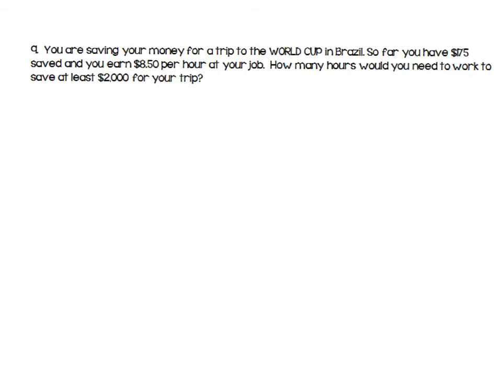Number 9. You are saving your money for a trip to the World Cup in Brazil. So far, you have $175 saved, and you earn $8.50 per hour at your job. The question is, how many hours would you need to work to save at least $2,000 for your trip? So, $8.50 per hour. Notice we're trying to figure out what the hour is, so let's say that that's hour X. Well, how much money do we already have saved?